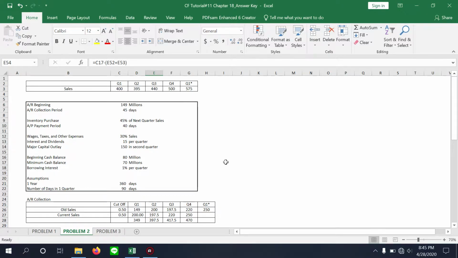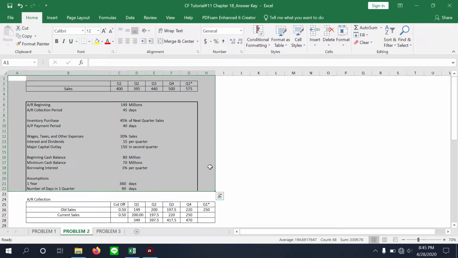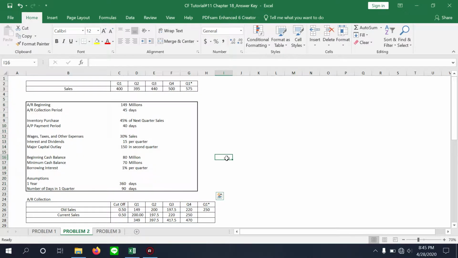So for this video, we'll be talking about cash budget in problem 2. In the question sheet, you can find this information. Basically, please look into the information above in the question sheet. Find as much information as possible, because for creating a cash budget, you need several steps.